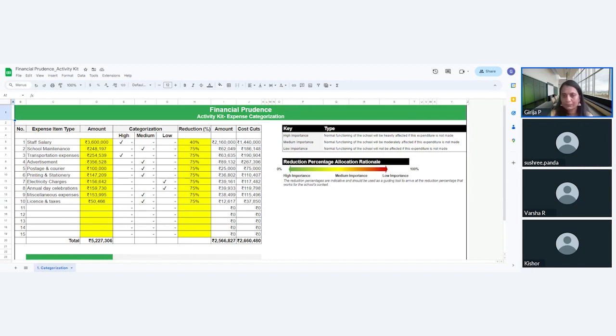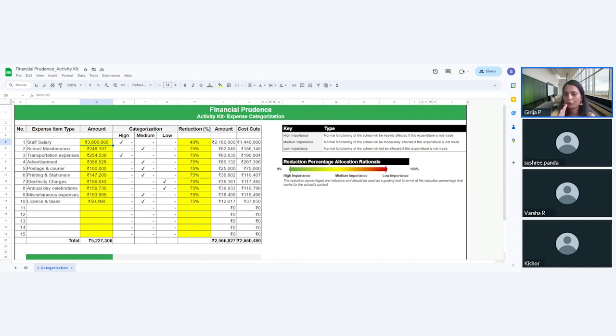Suppose in my school I have this kind of list of items where I'm spending money, and for staff salary, every month I am spending 3,60,000. Based on that, you can also write the amount you're spending. Once you have done that, then we have the category, and you have to categorize which come under the high, medium, and low importance.